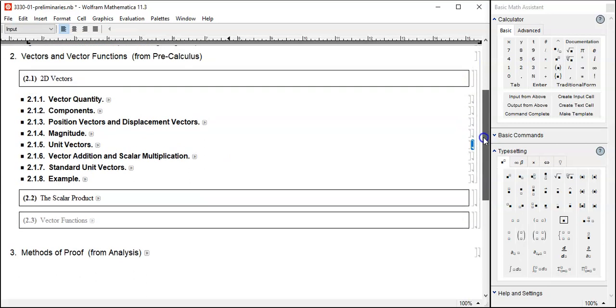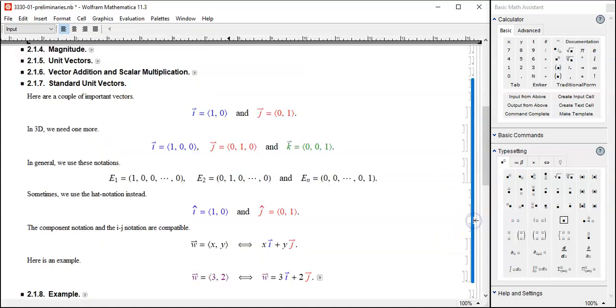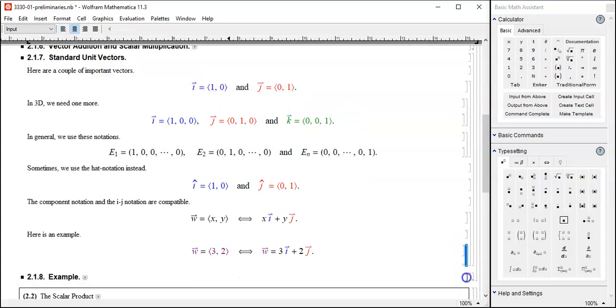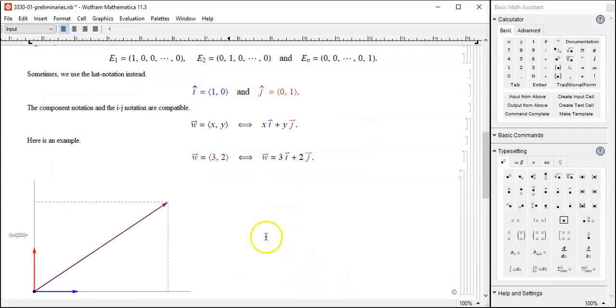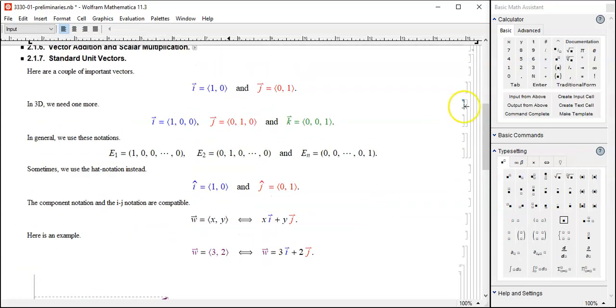Because there are infinitely many directions, there are infinitely many unit vectors. Among those, 2 or 3 of them are extremely important. In 2 dimensions, these 2 are important: horizontal and vertical. Visualization is here. Horizontal is blue and vertical is red, i and j respectively. And then if you're in 3D, then you need one more: i, j, k, in XYZ direction.